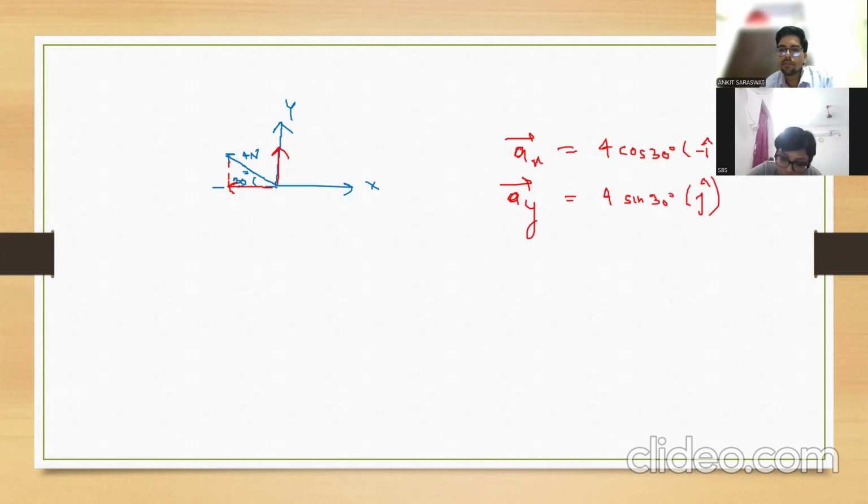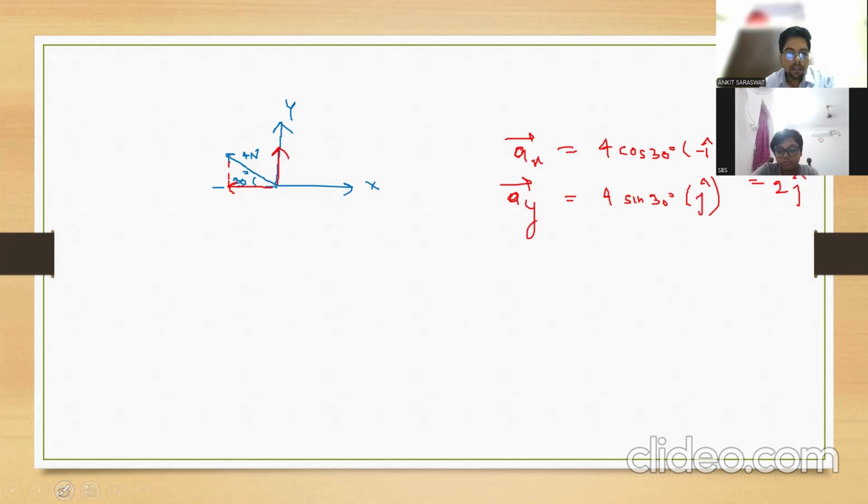And 4 cos 30 is root 3 by 2, so it is 2 root 3, 2 root 3 minus i cap. This one is sin 30, which is half, so 2 j cap. Any doubt? No, sir.